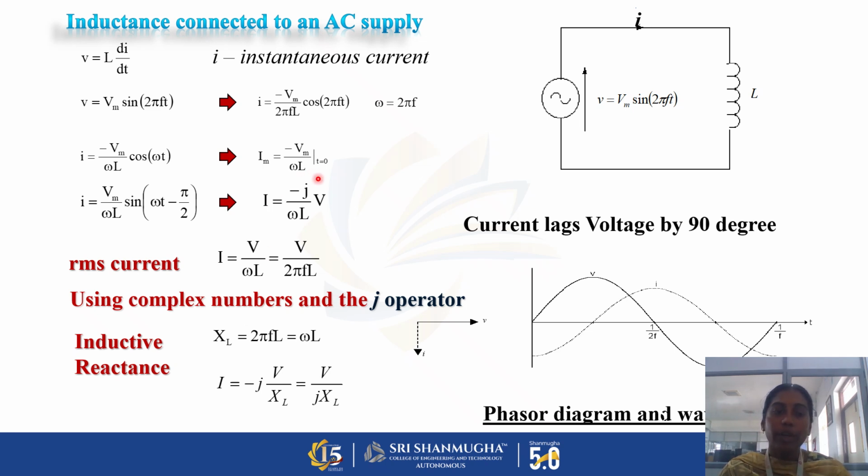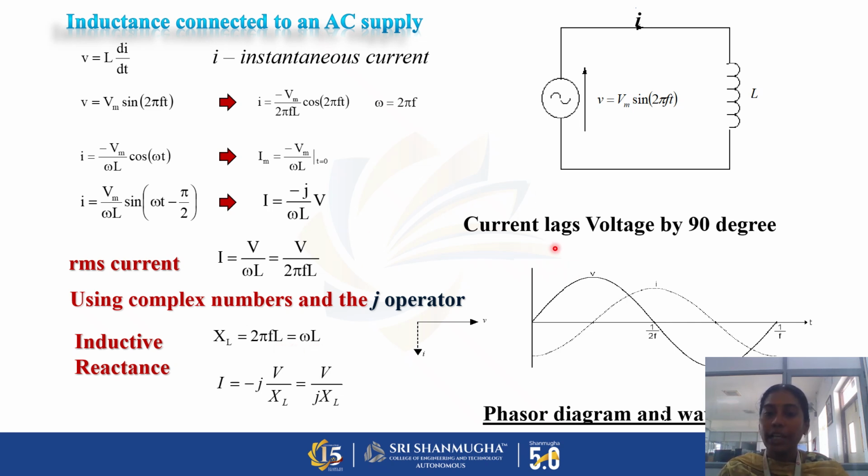When we add the inductance to this AC circuit, a complex number is generated and j is the operator for that complex value. The inductive reactance, XL, is calculated as 2 pi f into L, that is omega into L.